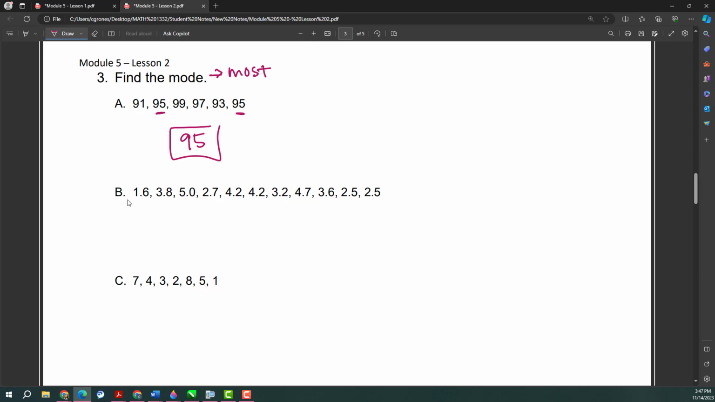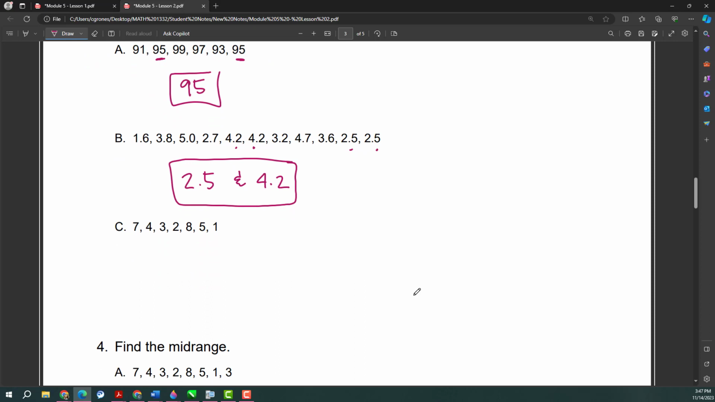What about B? We got 4.2. 2.5 is in there twice. Is anything else in there more often? So we have two modes. We have 2.5 and 4.2. Remember, you can have more than one mode, and you can also have no mode.